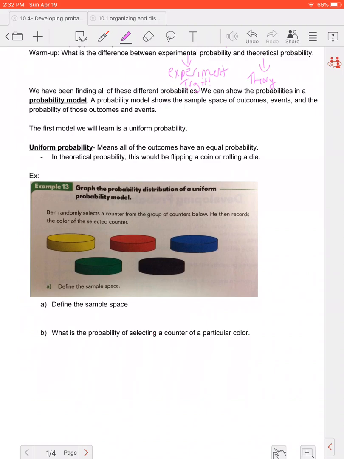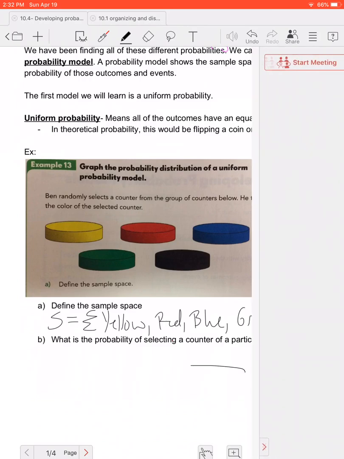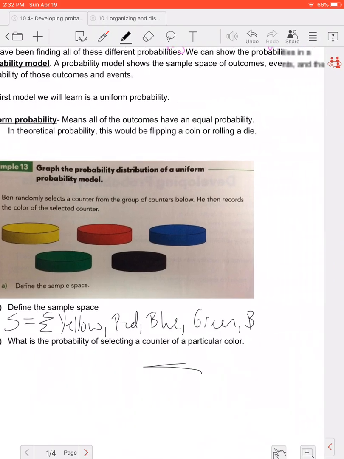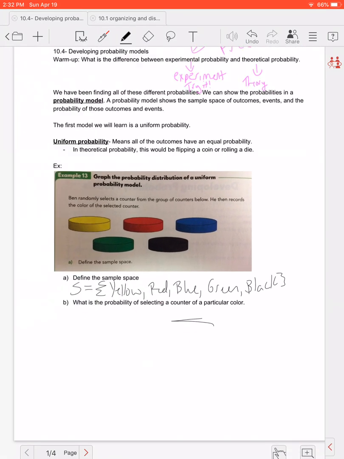So we have these random counters, okay? We have a yellow one, a red one, a blue one, a green one, and a black one. So first we wanted to find the sample space, which we did earlier in this chapter. So I'm going to do S, because it's sample space, and that's all of my possible outcomes. So I'm going to have yellow, and red, and blue, and green, and black, right? Those are the only outcomes I can possibly have. Those are just the 5 different colors that we have.